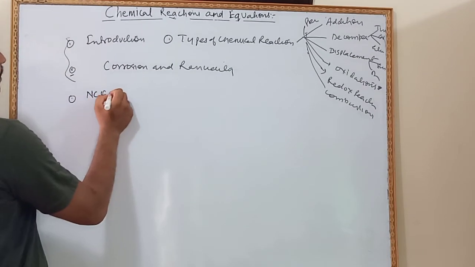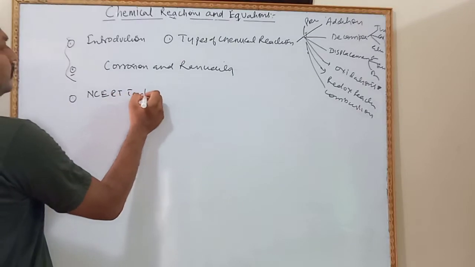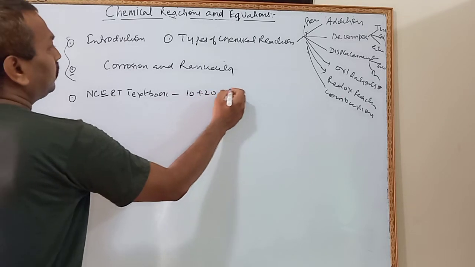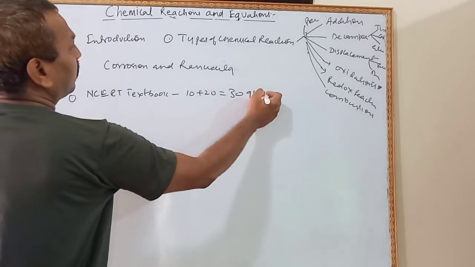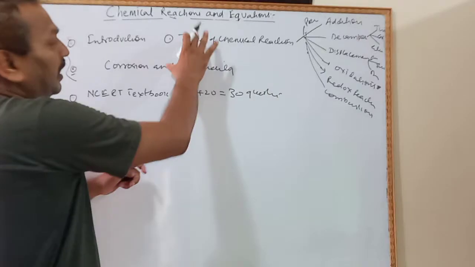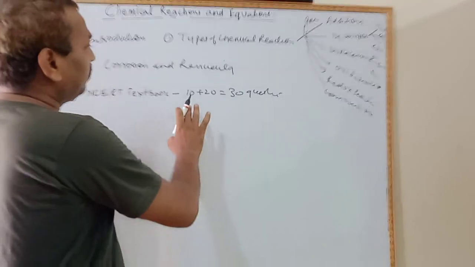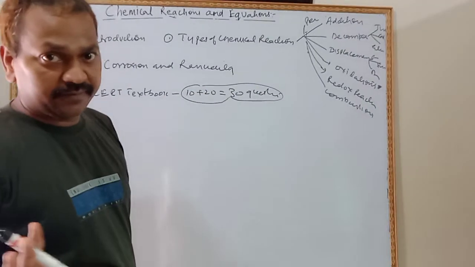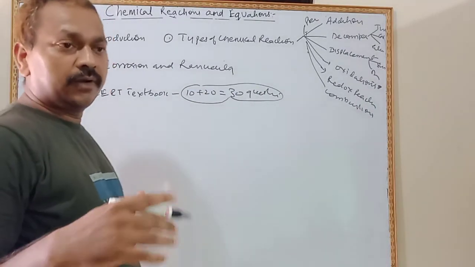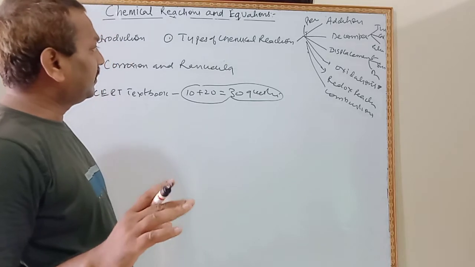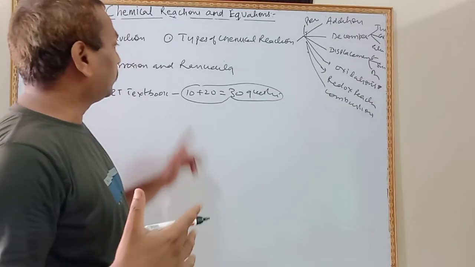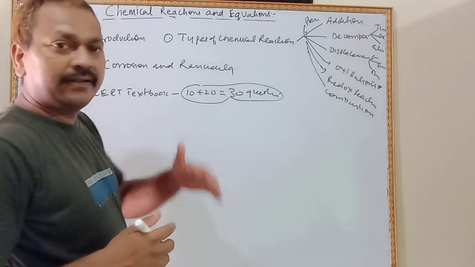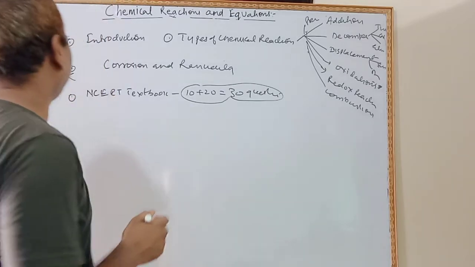NCERT textbook questions: 10 plus 20, the total number of questions is 30. If your content is clear, you would have no problem solving these 30 questions. Clear? Normally it happens that one time you are not able to do this. So do not take the help of a reference book or some other source to know the answer. Practice these 30 questions on your own.